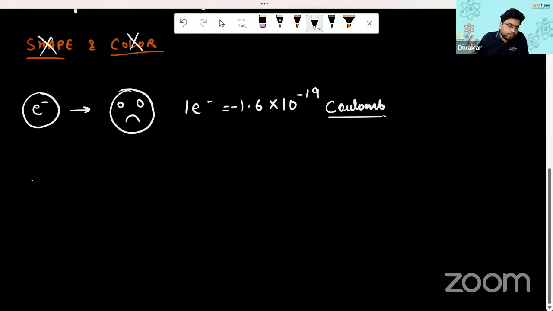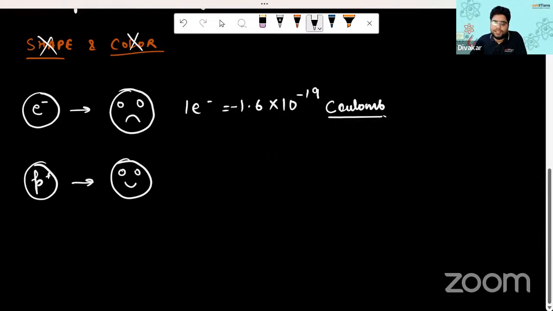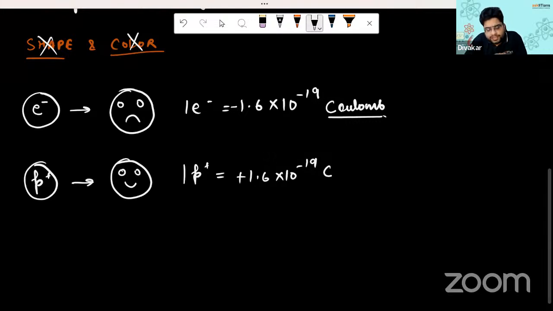On the other hand, if you take a proton, that also has an emotion, and that's a positive emotion. The value of that charge is plus 1.6 into 10 raised to the power minus 19, again coulombs. So do electrons and protons have the same kind of charge? Yes. What is the value? 1.6 into 10 raised to the power minus 19. Electron has negative and proton has positive. So now you will be able to guess that if I bring two electrons together, they will repel each other. And if I bring a proton and an electron together, they will attract each other.